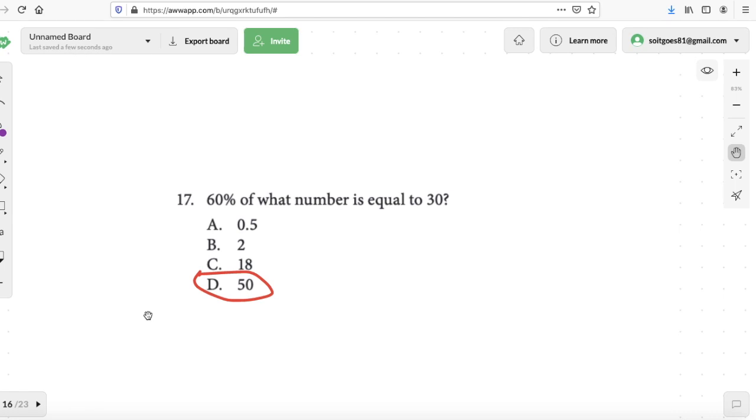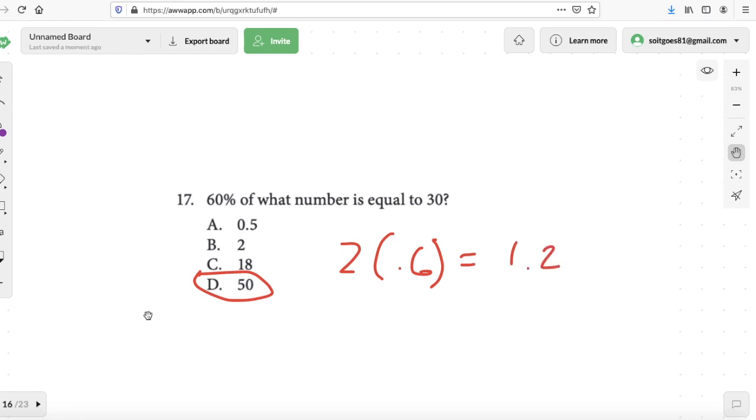Let's talk about the operation here. If I wanted to find 60% of answer choice A, what would I do? You do 0.6 times 0.5. Which would not be 30. I think we can recognize that. Same thing with answer choice B. What would we do? 0.6 times 2. Also not going to be 30, right? What is that, out of curiosity? 1.2. Yeah. Not 30.